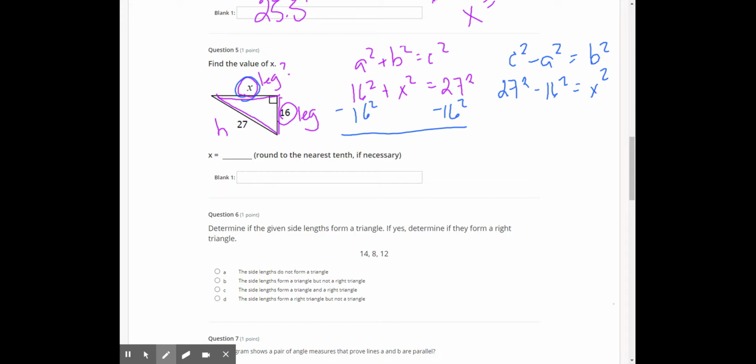Make sure you take that square root. Square root of 473 is 21.7. This is a side length. So this is going to be our side over here, which makes sense because our hypotenuse has to be the longest side. Then if that x is a leg, it has to be shorter.